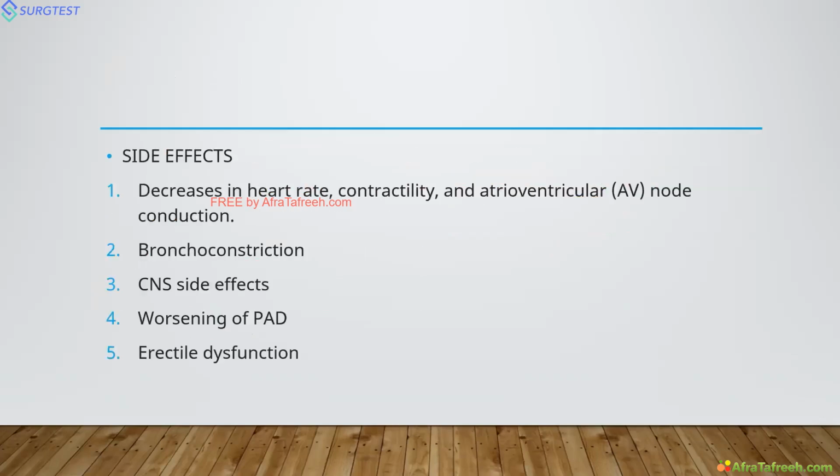So, side effects. Everyone knows the side effects. Beta blockers decrease heart rate and contractility, and they cause bronchoconstriction. But beta-1 specific blockers at low doses don't cause bronchoconstriction. At high doses, beta-1 blockers also cause bronchoconstriction. So in a patient with COPD, you can use beta-1 blockers at low doses, not at high doses.